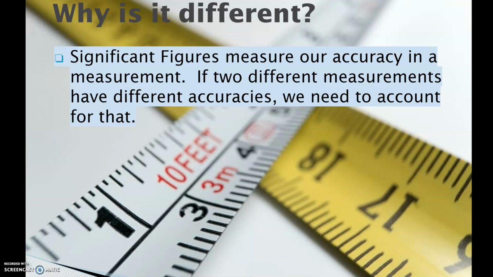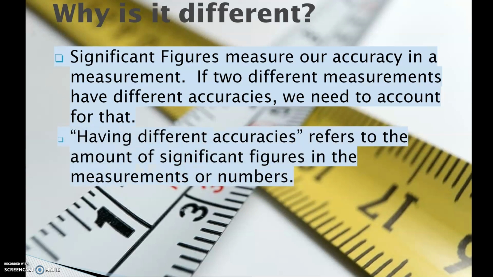All right, why is it different? Significant figures measure our accuracy in a measurement. If 2 different measurements have different accuracies, we need to account for that. Think of the graduated cylinder and the beaker. If you measure out liquid with both of those tools, you are going to get a different degree of accuracy. Having different accuracies refers to the amount of significant figures in the measurements or numbers.